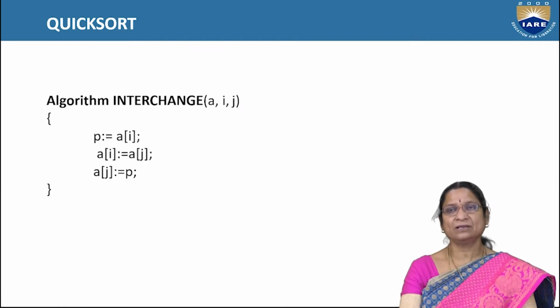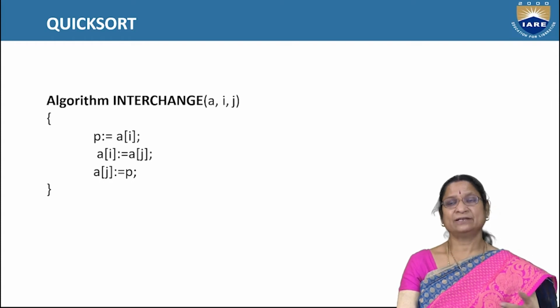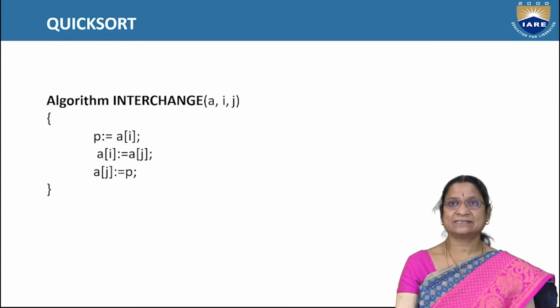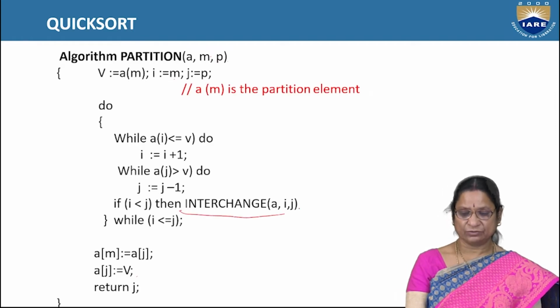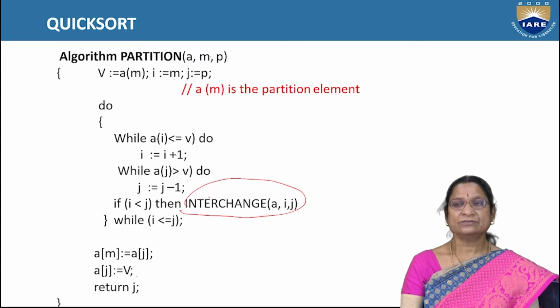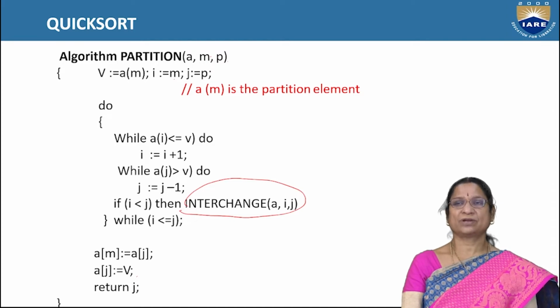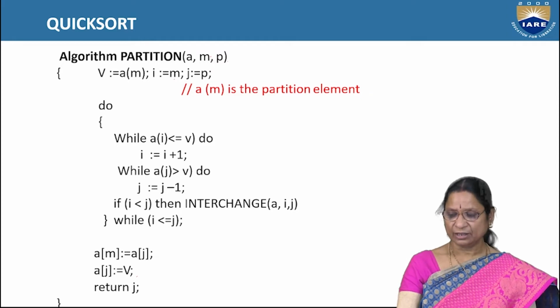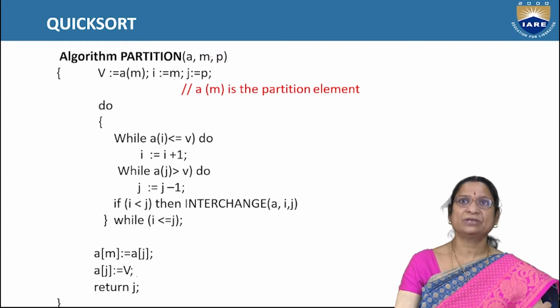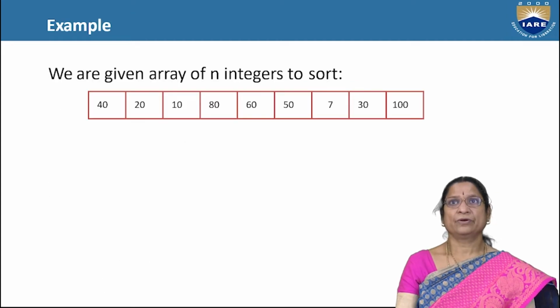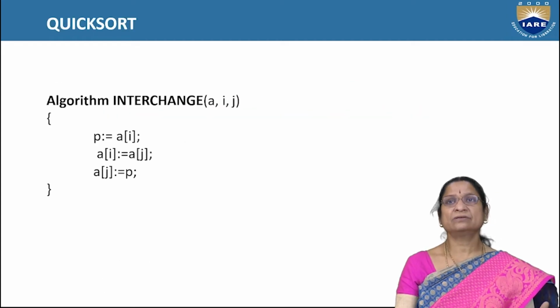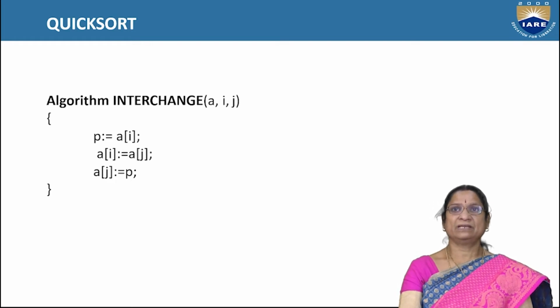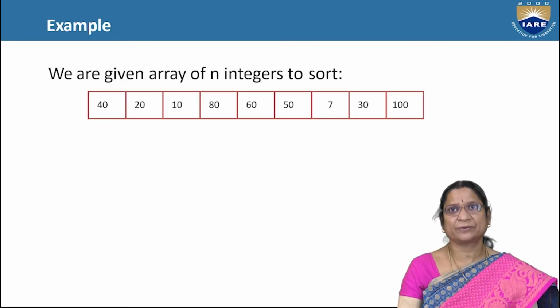Interchange means just swapping. We need not write a separate method or subalgorithm for this. In certain languages like Python, you can interchange directly: A of I, A of J equals A of J comma A of I. Multiple assignment statements are possible in Python. Directly you can write that, but we are using algorithm notation, that's why we are using a separate step. For interchanging, additional memory is used for swapping only.